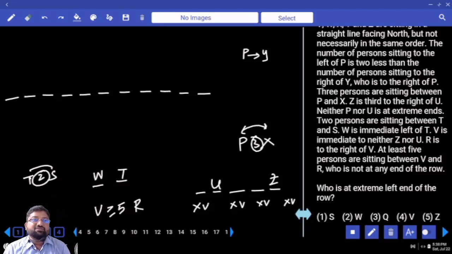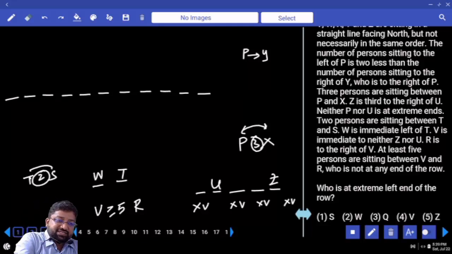How should I start this question now? None of the given clues are directly helping us. Which is the best way to start? 5 persons between V and R. So let's start with P and Y, because that is the only possibility. If you can fix P and Y, I can fix X. After fixing X, you can go for U and Z. Then later we'll go for V and R, because all the clues are interconnected.